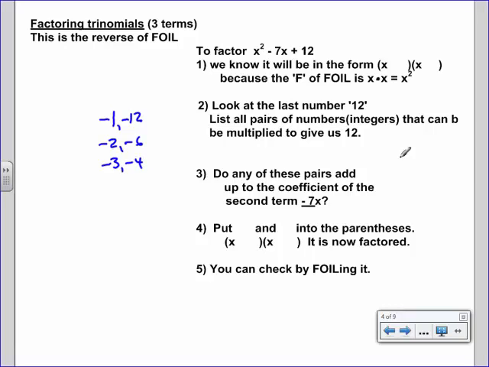Okay, any of these three, when multiplied, will give us positive 12. We have to find which when added give us negative 7. This adds to negative 13. This adds to negative 8. And this adds to negative 7, which is what we were looking for.